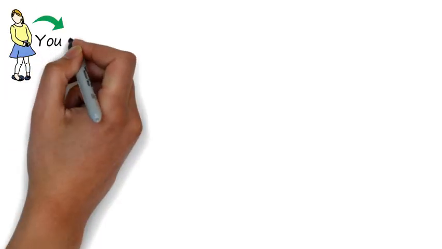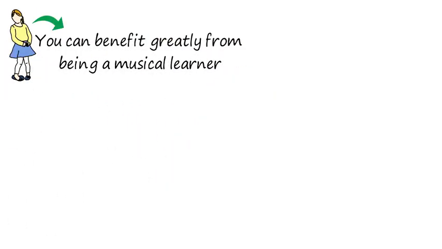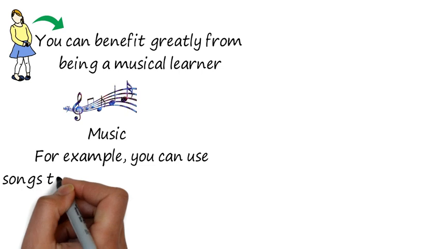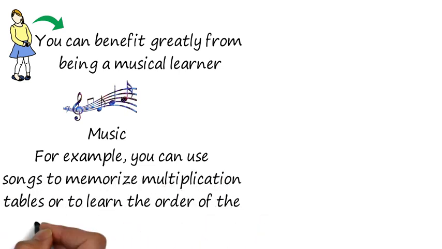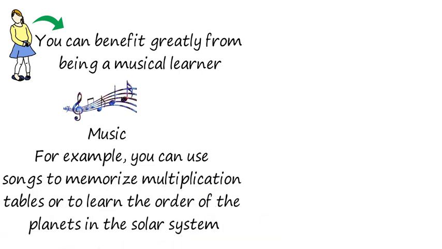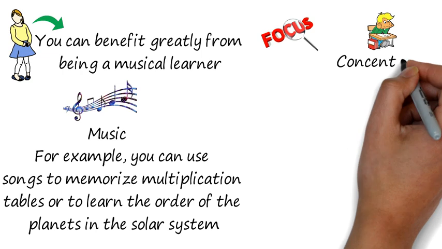As a child, you can benefit greatly from being a musical learner. You can use music to help you learn all kinds of things. For example, you can use songs to memorize multiplication tables or to learn the order of the planets in the solar system. You can also use music to help you focus and concentrate.